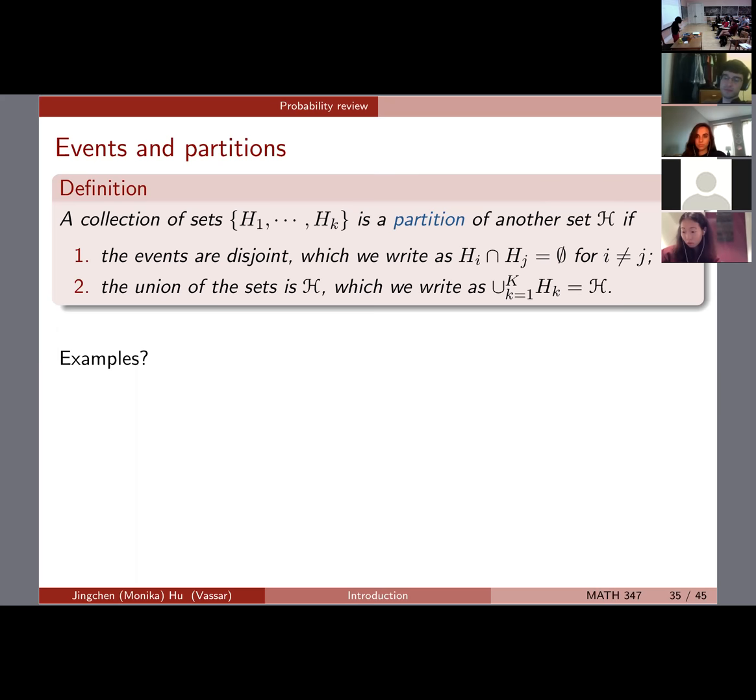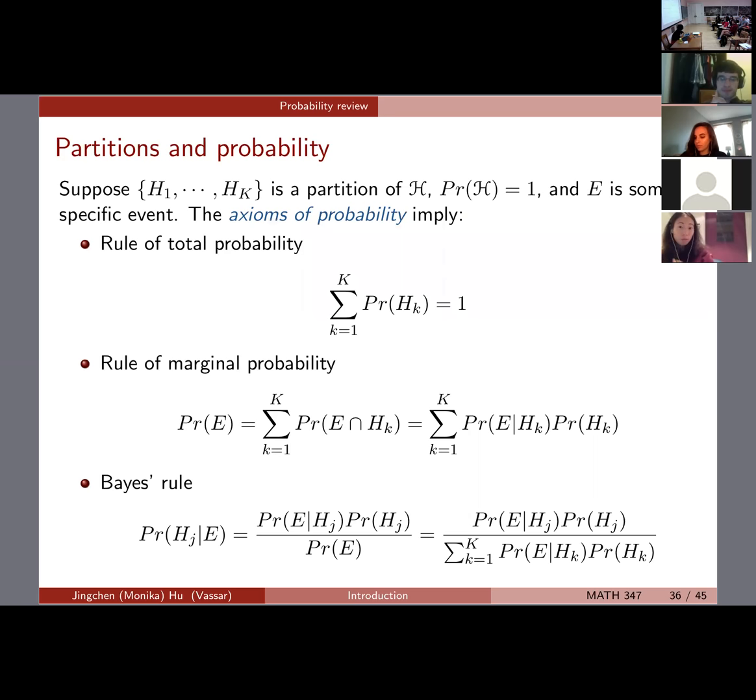So for events and partitions, make sure that if you're looking at a partition, they need to be disjoint and the union of them is the entire space. All right, so we can actually write it together according to the axioms of probabilities. First of all, the sum of them will be one. For the discrete case in particular, if you have a partition H1 to HK, then the sum from K equals 1 to K of the probability of each event, HK, sums up to 1.